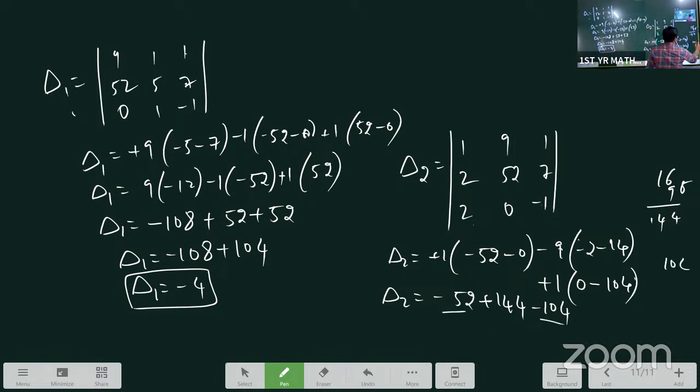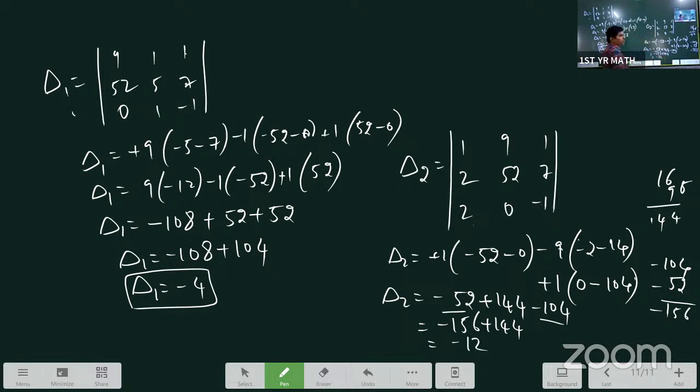Is it clear? Now minus 104 minus 52. Both are minus, so you are going to add them. That is 156. Is it clear? So that is minus 156 plus 144. How much are we going to get? 156 minus 144 is 12, which is minus 12.